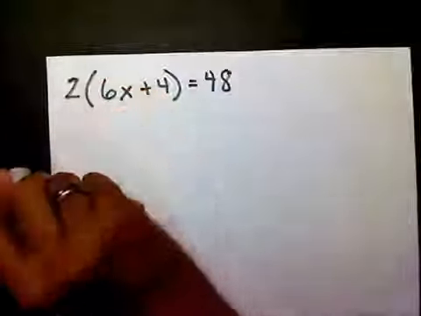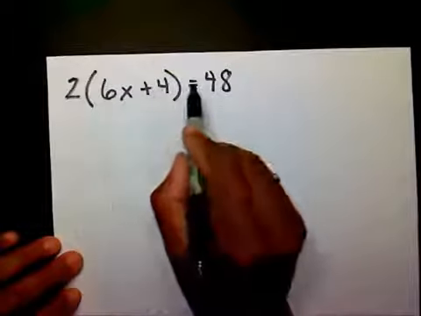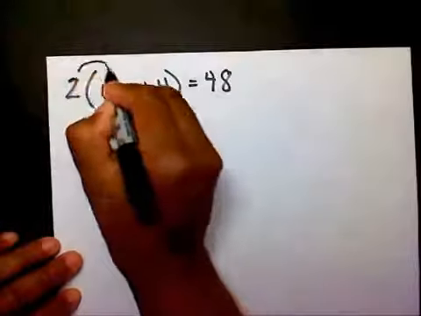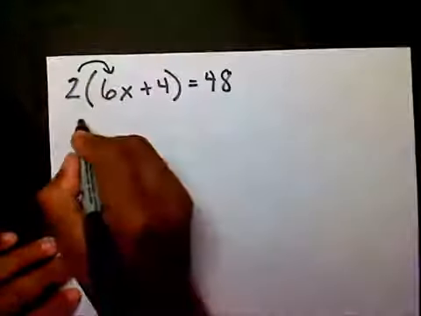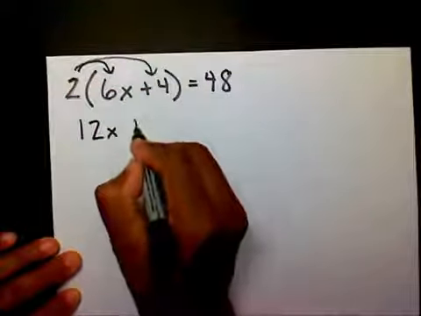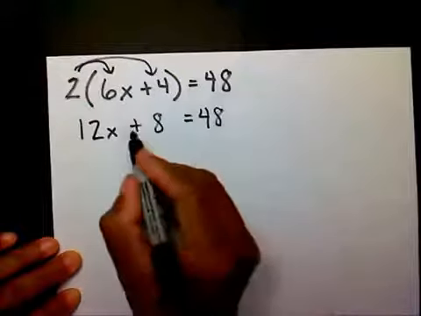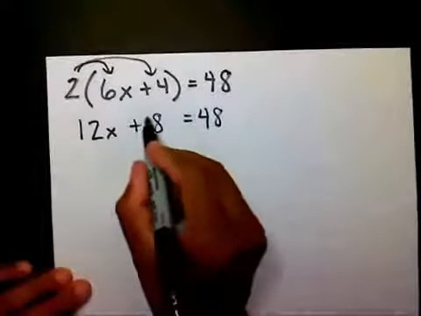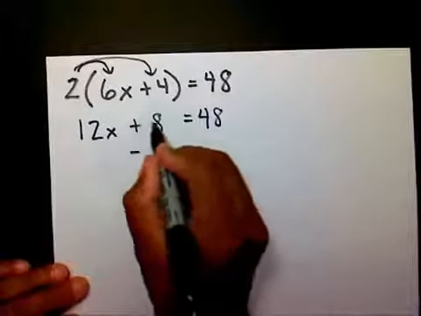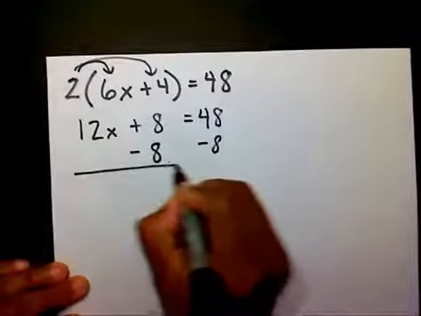For this problem, I have 2 times 6x plus 4 equals 48. I'm going to apply my distributive property. 2 times 6x is 12x. 2 times 4 is 8, positive 8, equals 48. I'm going to find my constant here. I'm going to get rid of this constant, so I'm going to do the opposite of plus 8, which is subtract 8 on both sides.